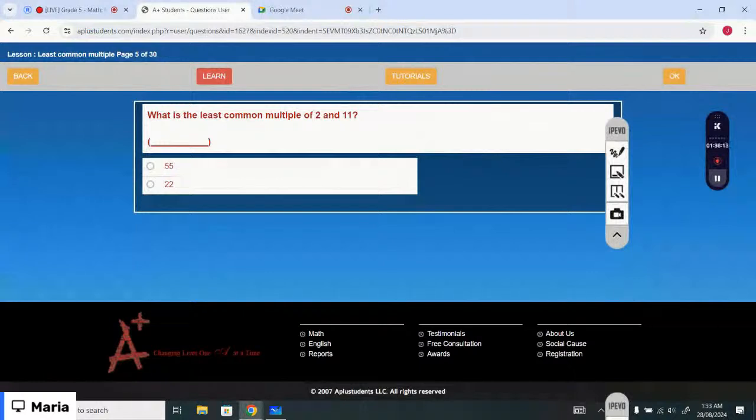The correct option is 22. Option number 2 is the correct option. 11 times 2 is 22. 11 is a prime number, so you simply have to multiply them. So their least common multiple is 22.